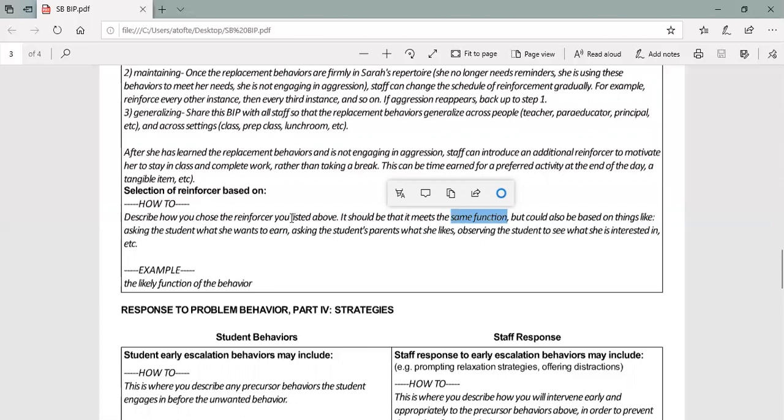Maybe I'm also going to have her on a token economy. All of that's fine too, and you could list that under reinforcers. But the main point of this section is, how are you going to make sure that when the student engages in the verb, it works for that student?